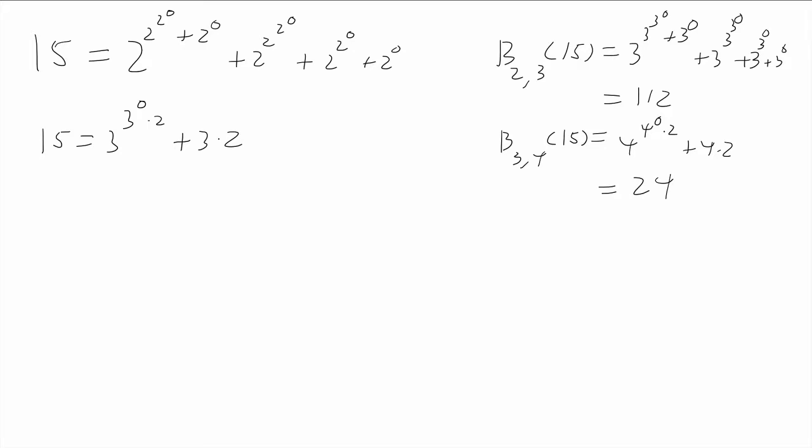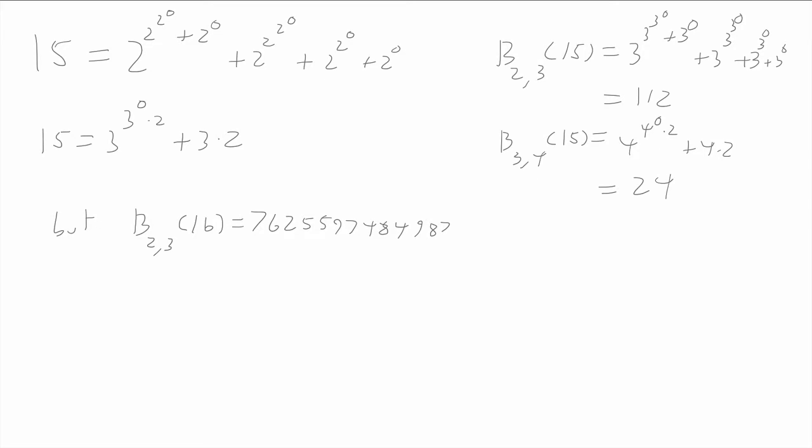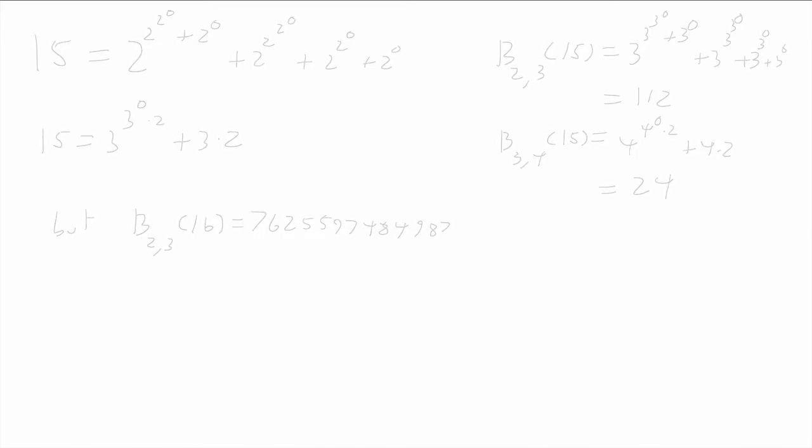The idea is that this base change function makes numbers bigger, and it often makes them a lot bigger, especially once we're over certain thresholds. B23 of 15 is only 112, but B23 of 16 is this really long number. This hereditary aspect means hereditary base change makes a much bigger difference when your tower of exponents is taller.